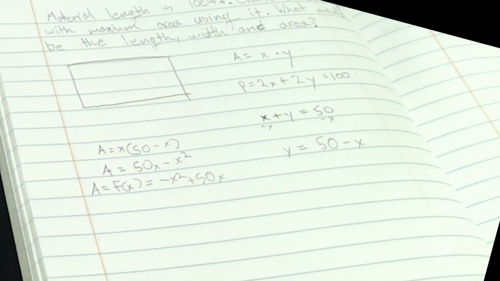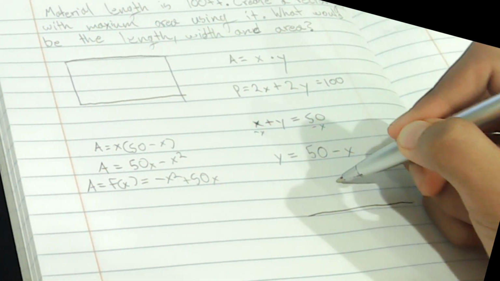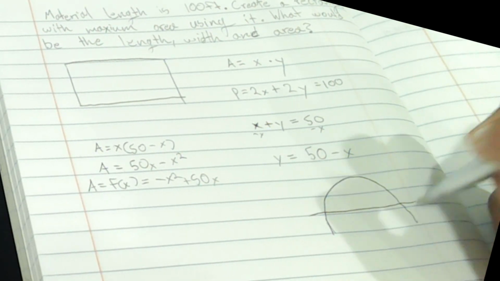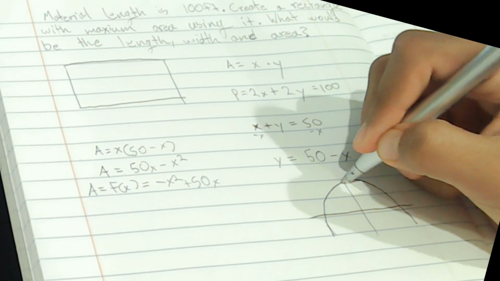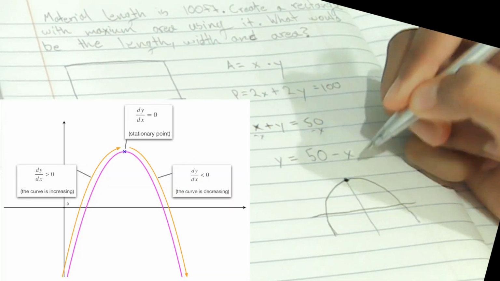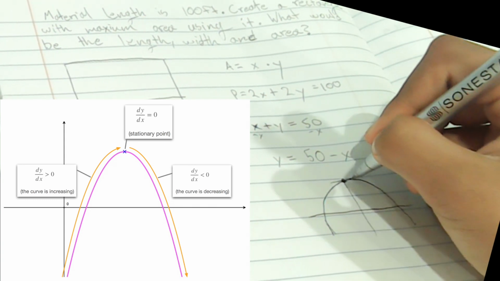Let's see the graph of negative x squared plus 50x. It'll look something like this. As you can see, this is the point where our area will be maximum. And that's the point where slope will be 0. As you can see, it's flat. And how do we find slope? Yes, derivative. So, what we need to do is find f prime of x and make it equal to 0 to find the x value where the area will be maximum.